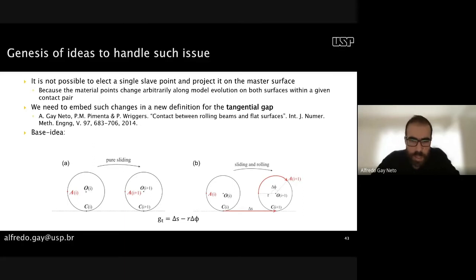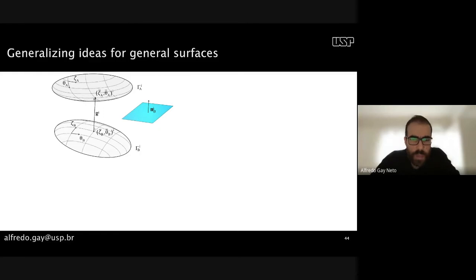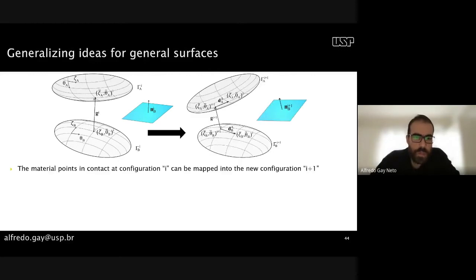That's what we did. We redefined all this based on the idea of rolling, but for general surfaces. With that, imagine we have a snapshot showing this configuration and another one showing the next configuration. Usually you can have a change in the normal direction of the contact, what they call NB here. The bodies may have a rigid body movement, so the normal of the contact may change. And you can track the new material points that have contact, taking place in this position.